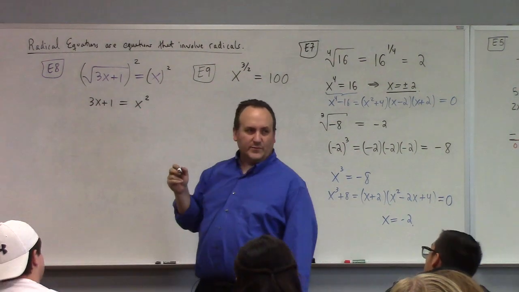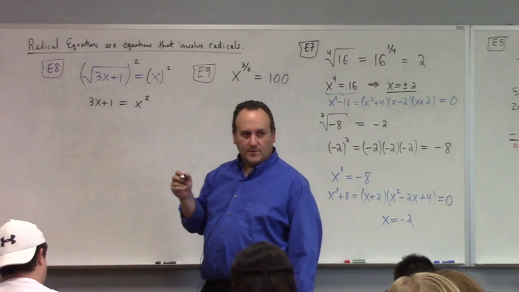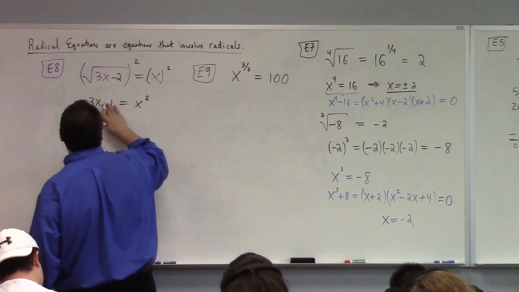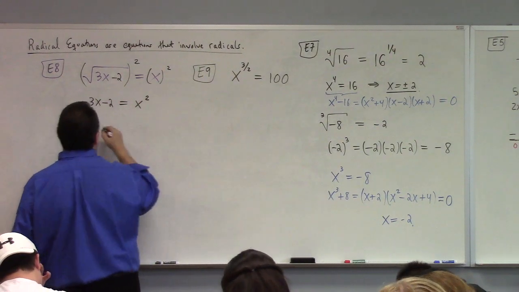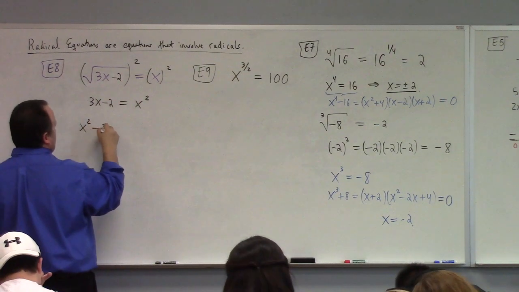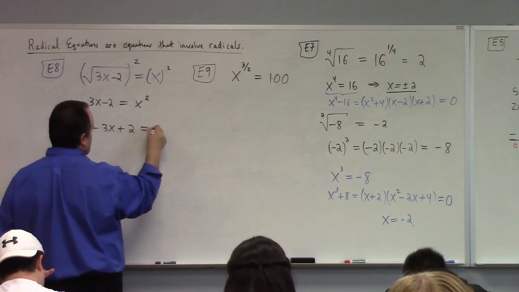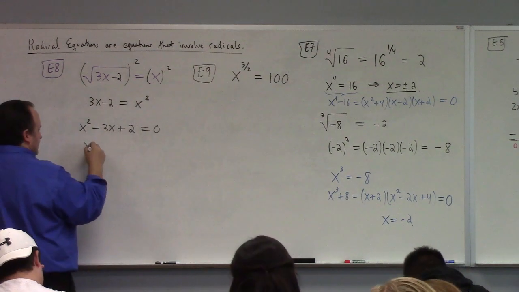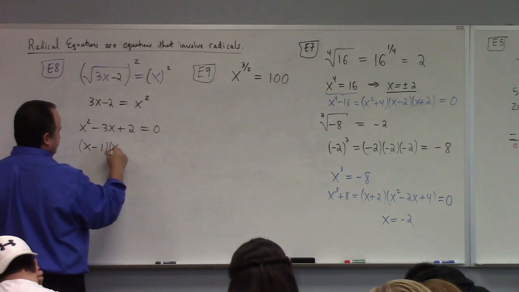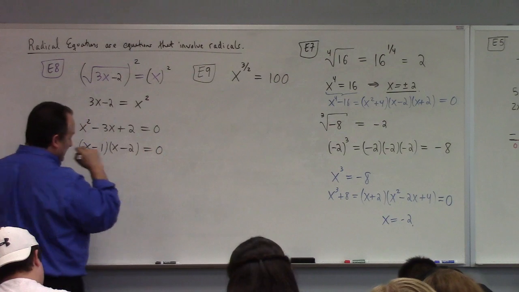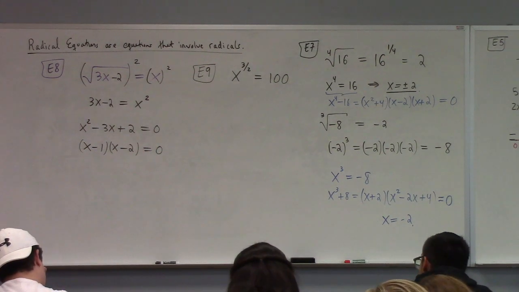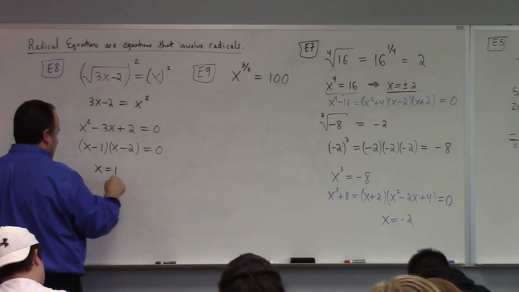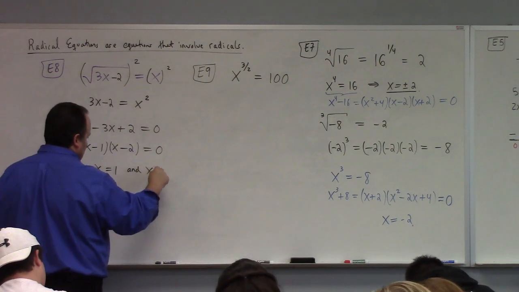Permission to change this plus 1 to a minus 2. Sure. Thank you. Right. Convert it into standard form. Okay, yes, Michael, let's do that. x squared minus 3x plus 2 equals 0. Now it factors. And so the solutions are potentially x equals 1 and x equals 2.